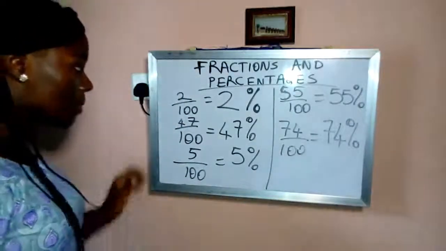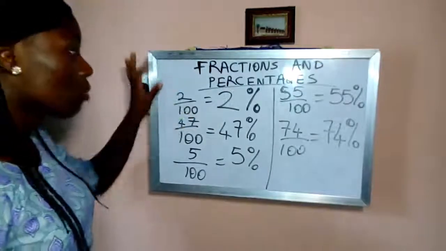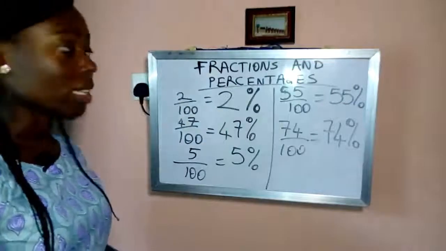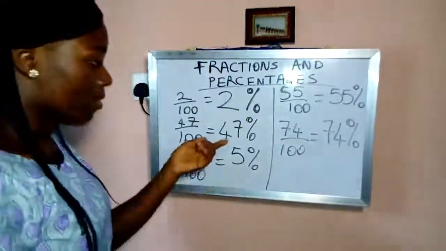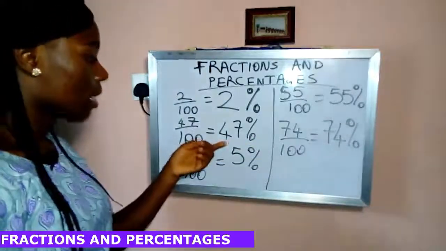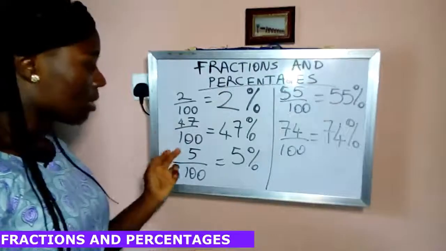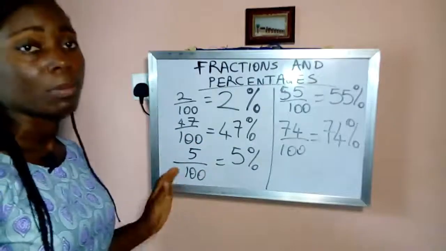Whatever number you see that has 100 as its denominator, you are told to write in percentage, simply that numerator, then percentage at the back. That is to say 2 out of 100 or 2 per 100, 47 out of 100, it is 47%. When you have this, it can simply be written as this. That's how to write it simply.